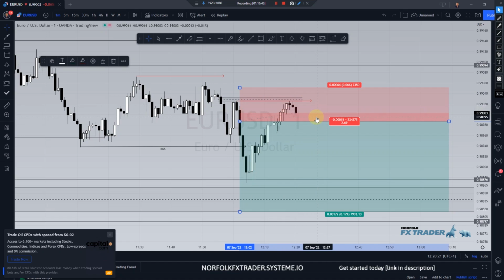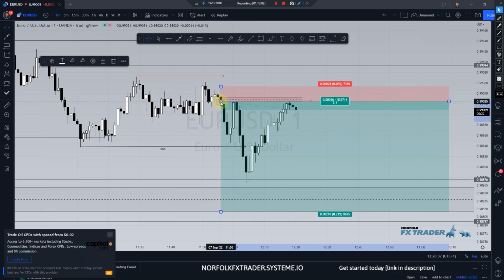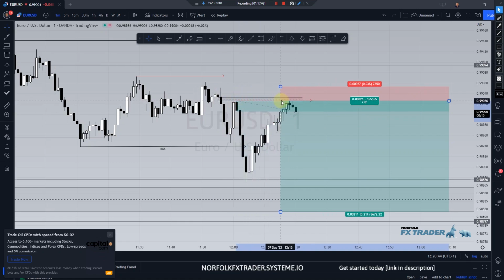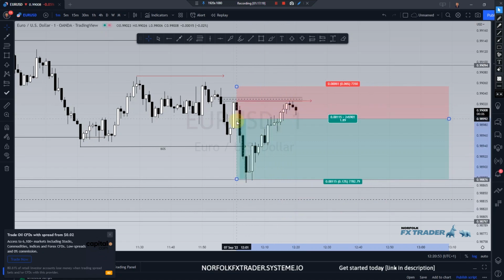So we could see a dropout from here. Like I said, an ideal entry would have been at this high. So using this strategy, you would have your stop above the high of this candle, your entry at this previous high. That's where you want your entry. So you want your entry at this area here. And your first target would be these lows. But what we've actually done here, we've gone for the 50% of this imbalance.